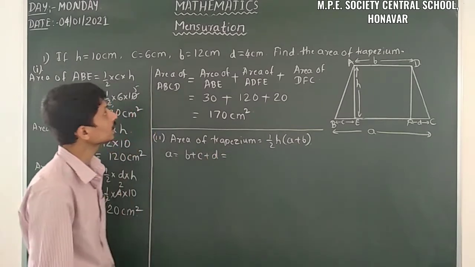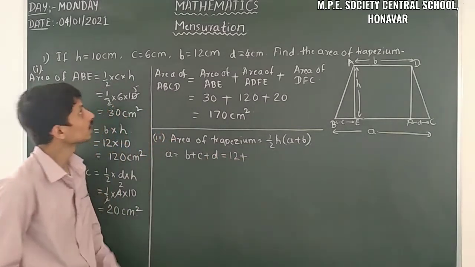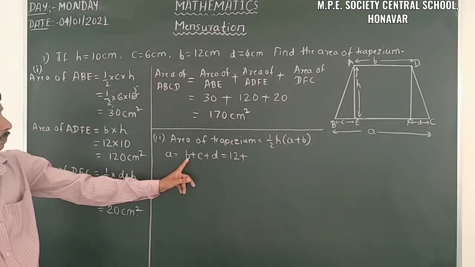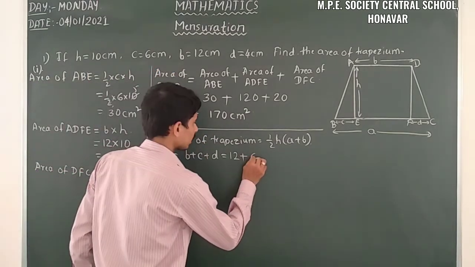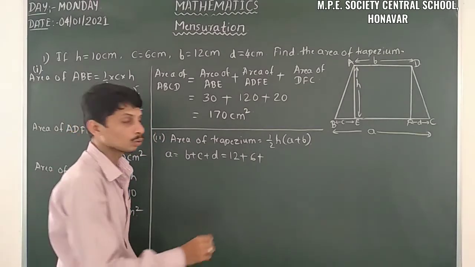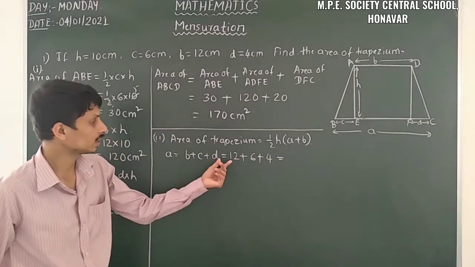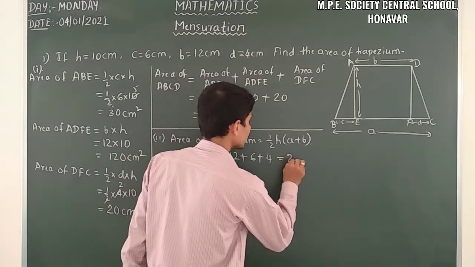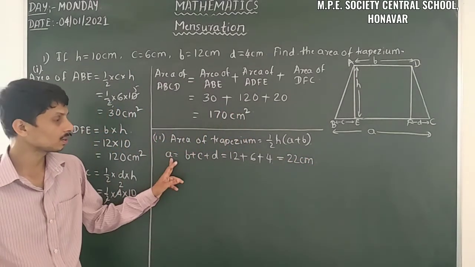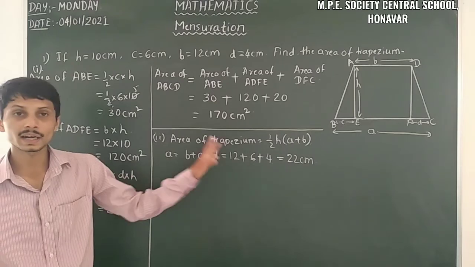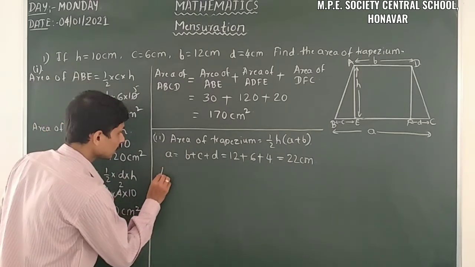So what's the value of b here? It is 12, plus the value of c, it is 6. Then the value of d is equal to 4. What's the value here? It is 22 centimeter. Yes. Then we have to insert the value of a, the value of b and the value of h in this formula.